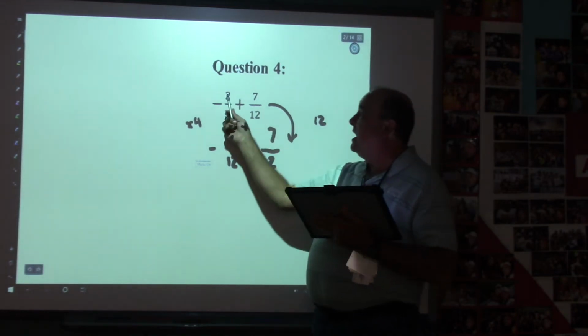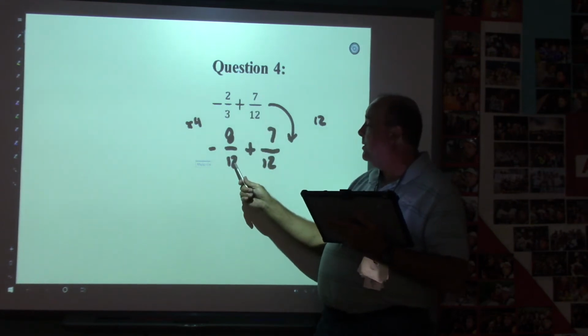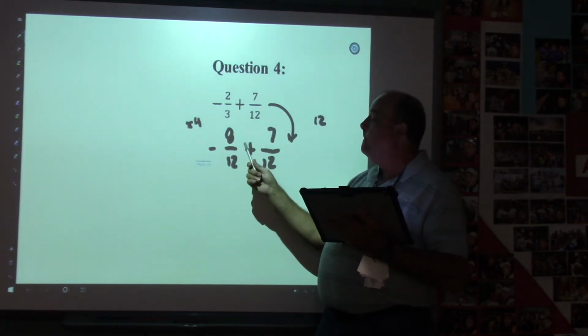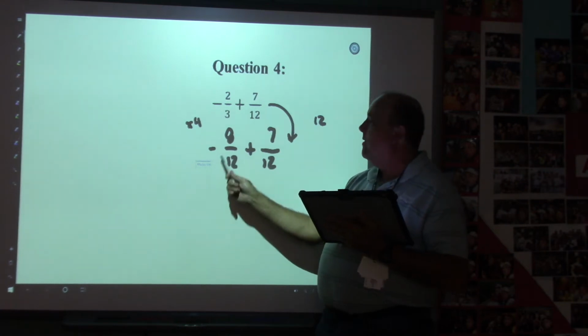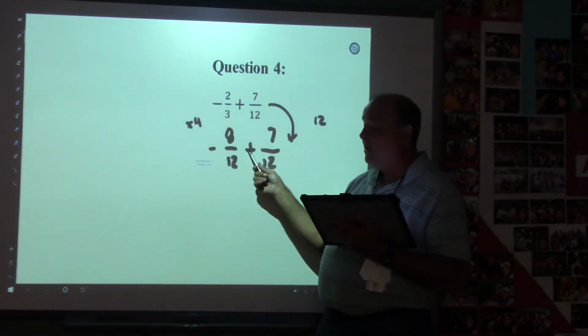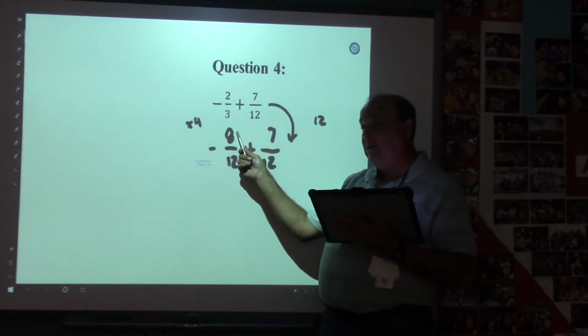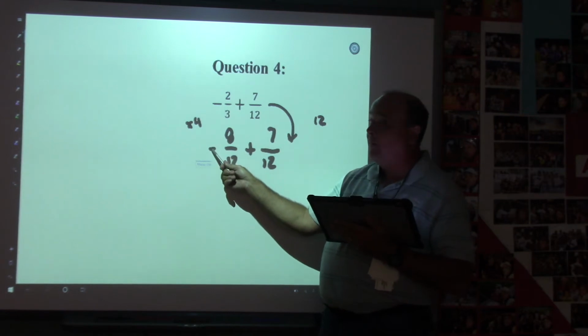Now that up here, this cake is cut into thirds. This cake's cut into 12s. What just happened? Now we have both 12s, right? Both cakes have 12 pieces. This cake has a negative 8 as a denominator. This cake has a positive 7. So what do you have more of, 8s or 7s? You have more 8s, don't you? Since you have more 8s, you have more negatives.